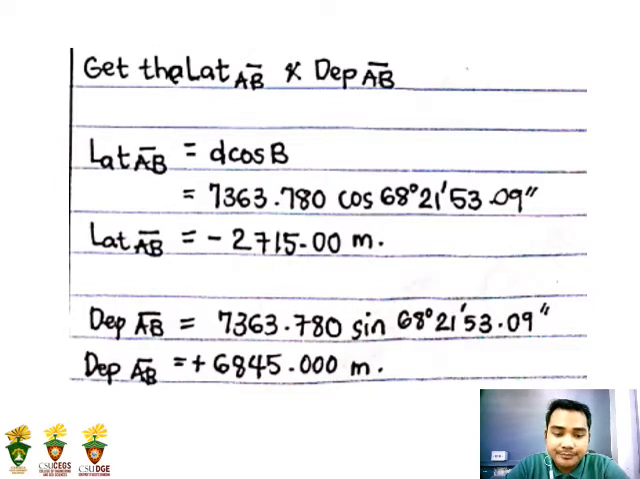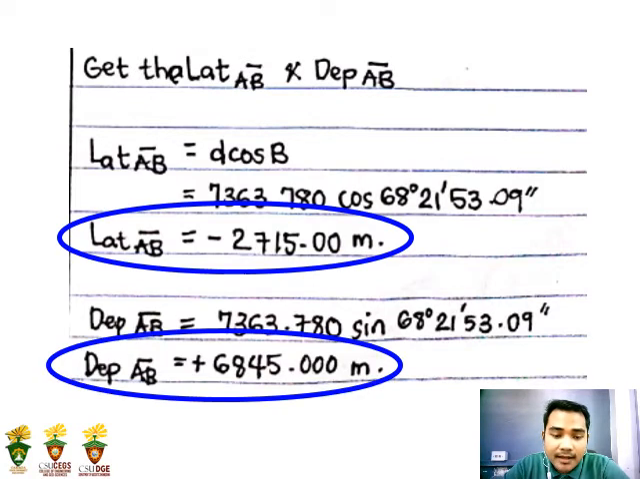For departure, we have the formula D sine the bearing. Substitute the value of distance and substitute the value of bearing. So we can have the value to be 6845 meters. So since naka-east man siya, positive ang atong value sa departure.